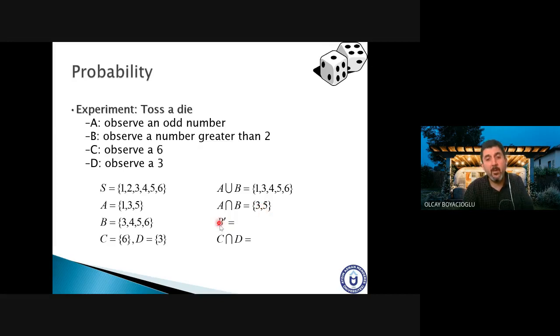B prime, okay, remember B prime. B prime would be the complement of the B. Yani complement of B. In what sense? If you look at from the sample space. Okay. What are left in sample space that are not listed in B? 3, 4, 5, 6. Only 1 and 2 left. So B prime would be 1 and 2. All right. That means B'nin dışında kalanlar anlamına geliyor. And C intersect D. And if there are any common values here, there is no common. So that means it's an empty set. Okay. There is nothing here.